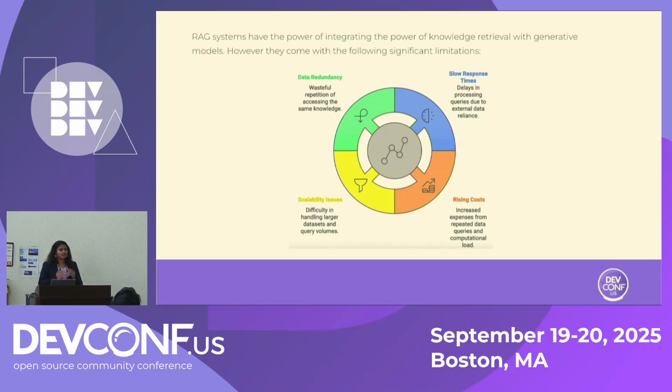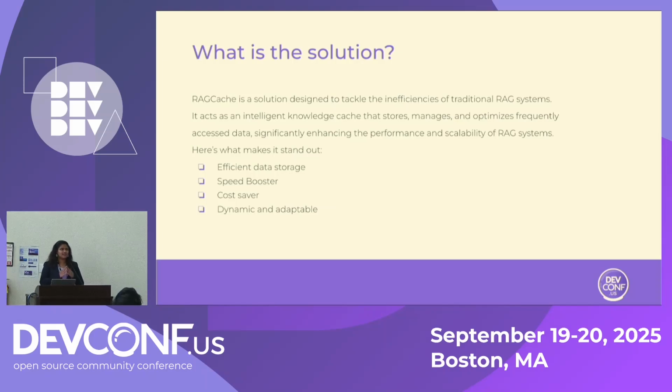There have been many limitations to RAG systems actually. There is data redundancy, like the LLM has to retrieve the same information again and again based on the user request, and slower response times because it is retrieving the data from huge documents. There are scalability issues because it is handling larger data sets. And there are rising costs, because when we have a larger number of API calls, the costs also increase. So my solution is RAG caching.